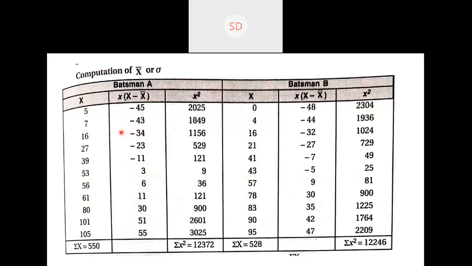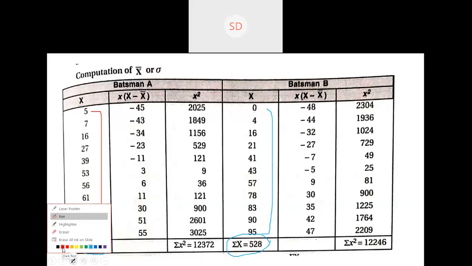To find the arithmetic mean in the data of individual series, we are supposed to first add all of these numbers. Once we add all of these numbers completely, we get something known as sigma x. Sigma x for both batsman A and batsman B will be given here. After considering sigma x, what is our next step? We are supposed to find out how many data we have.